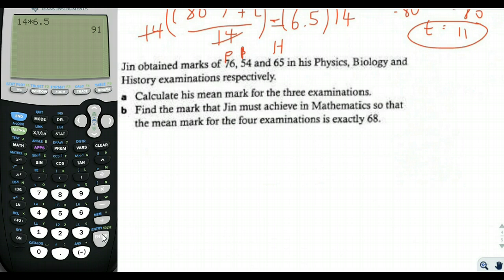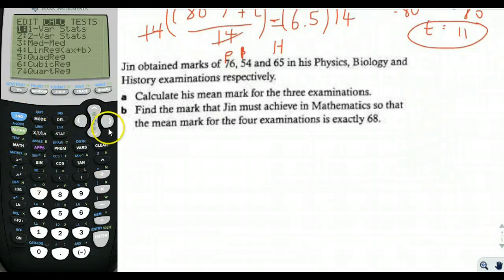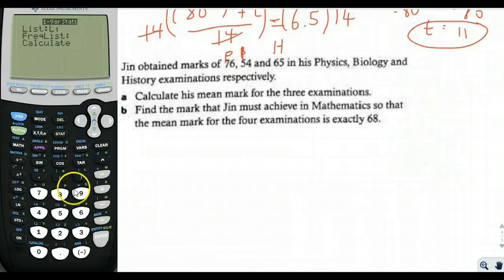Now we are just going to use the calculator to find the mean mark. So we're going to go to Stat, Edit, and then we're going to put the numbers into list 2. So I've put those 3 test scores into list 2. And then I'm going to use Stat, Calc, and I'm going to put list 2 here. And the mean, x bar, is 65.